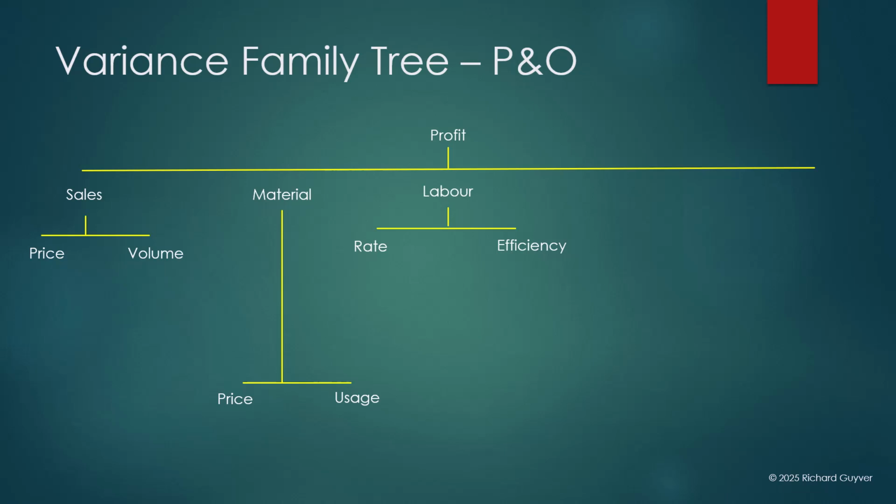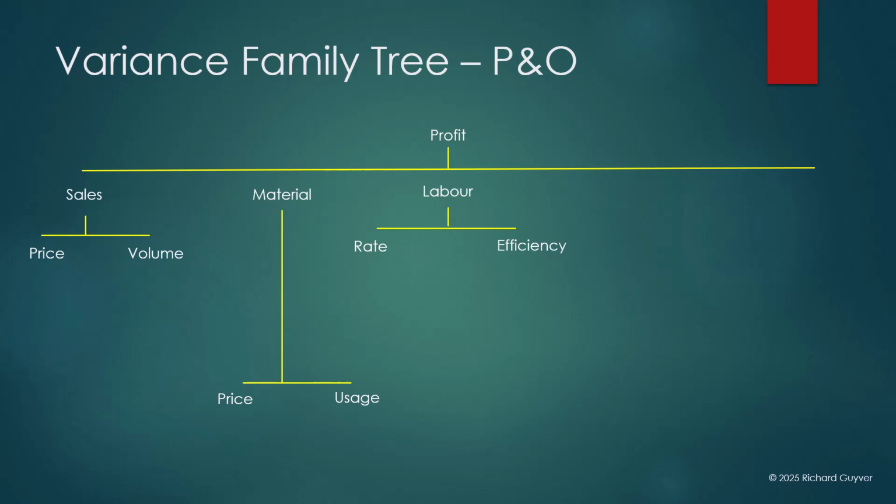So you can have planning and operational variances sitting under each of these 6 elements at the bottom of each branch. So you can have a price planning and operational when you're looking at sales. You can have a volume planning and operational. Under material, you can have a price planning and operational and a usage planning and operational. And under labour, a rates planning and operational and an efficiency planning and operational. What planning and operational does is to separate out poor or incorrect budgeting so that we can focus on operational performance.